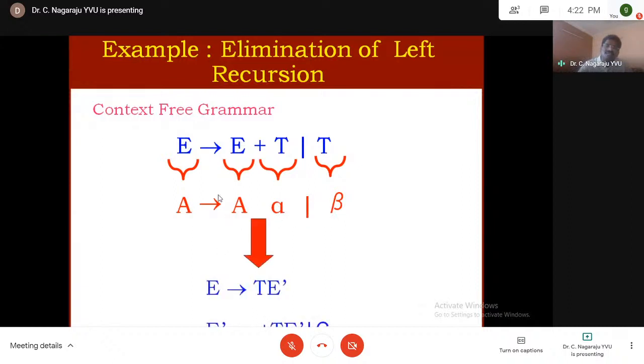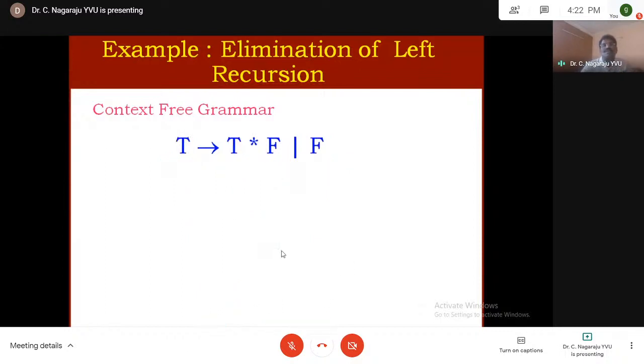So E goes to T E'. There we have written A goes to beta A', and in the same way for T we write T and T'. This T' can be represented as plus T E' with the remaining characters, that is, E' goes to plus T E' or epsilon. We can convert this grammar like this, and here we can also use the same approach.